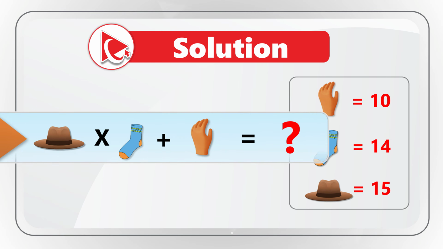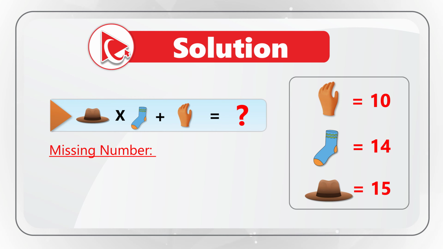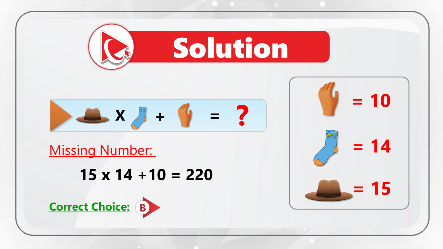Now we are ready to calculate the missing number. And to do that, we need to multiply 15 by 14, and add 10. This is the value of hat multiplied by sock plus the value of glove. So the correct answer here is choice B, 220.